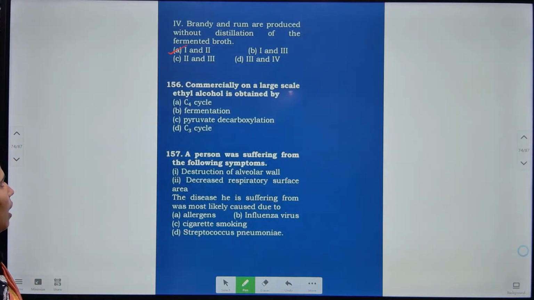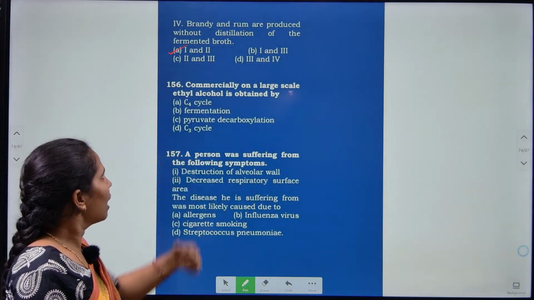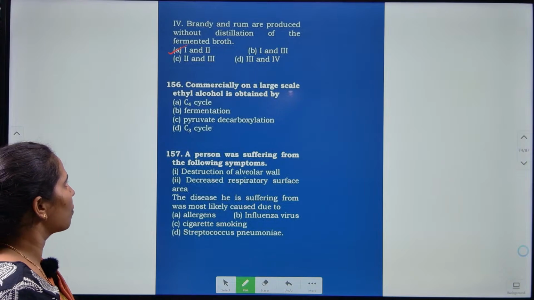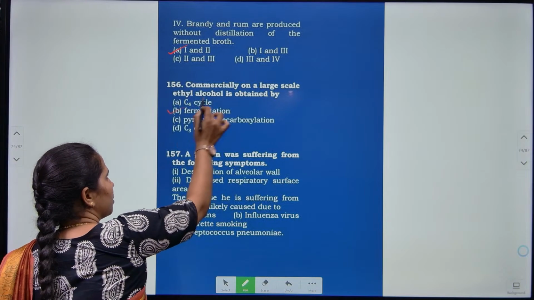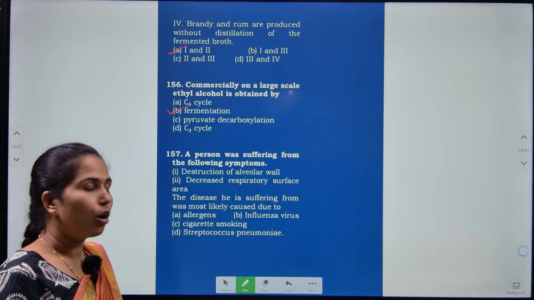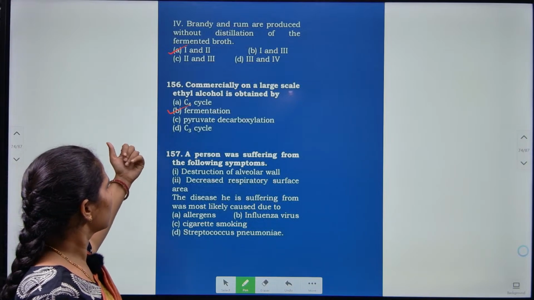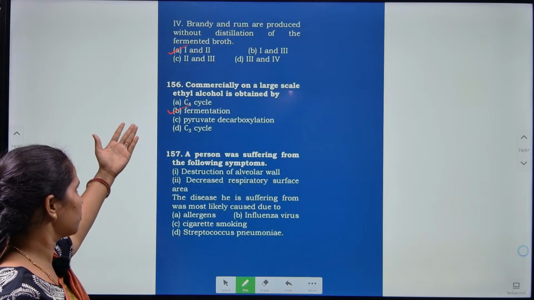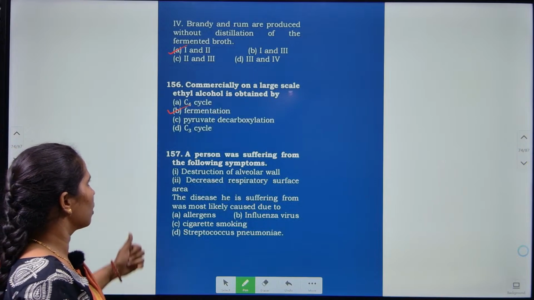Commercially, on a large scale, ethyl alcohol is obtained always by fermentation here. Fermentation of what? Of Saccharomyces cerevisiae, which will help in the production of alcohol here.